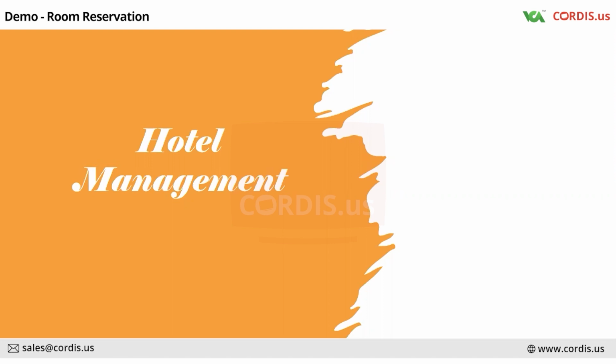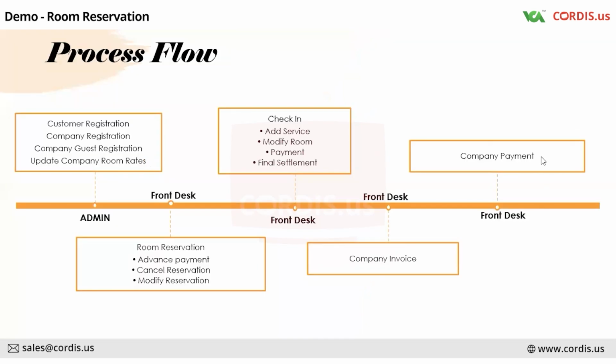So we'll go through the process flow first, and then we'll deep dive into the VCA based system on how we have implemented all the tasks here. So basically, we have two users here, the admin and the front desk.